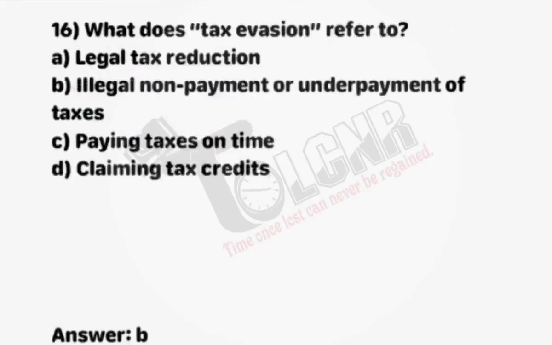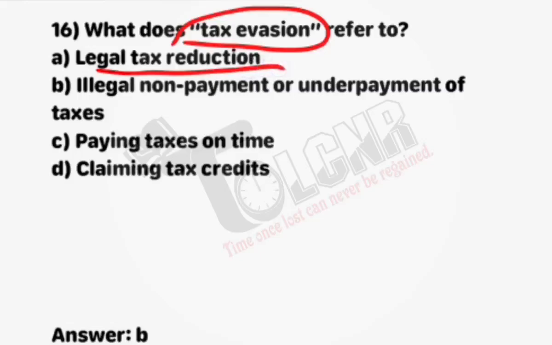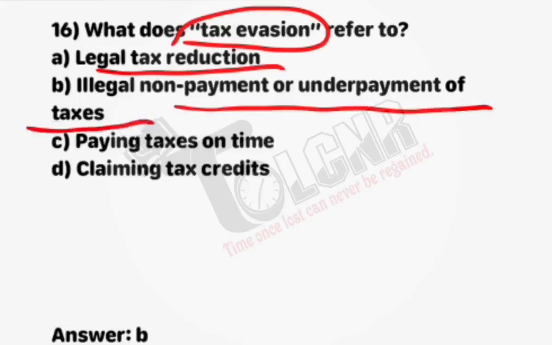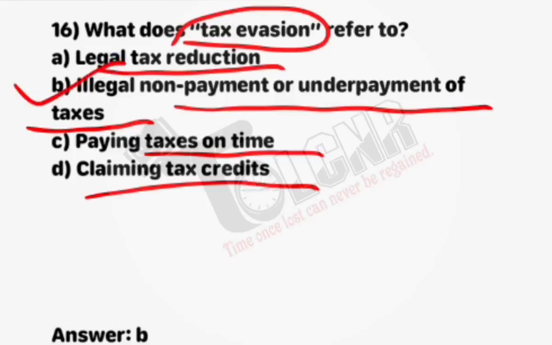Next question is, what does tax evasion refer to? First option, legal tax reduction. Option B, illegal non-payment or underpayment of taxes. Option C, paying taxes on time. Option D, claiming tax credits. Option B is correct, illegal non-payment or underpayment of taxes. Tax evasion refers to illegal non-payment or underpayment of taxes, right?